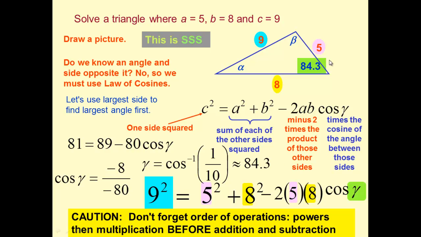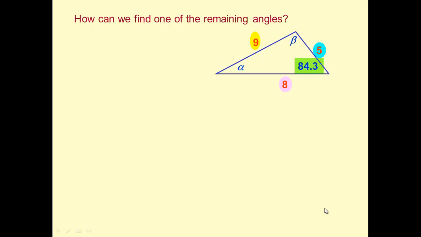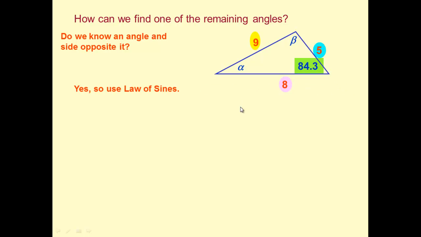I did not end up with an obtuse angle here, which is fine. I definitely know that alpha and beta then will not be obtuse because I found the largest angle, and it in fact was acute to begin with. So continuing on, finding another angle. Now I have an angle and a side opposite. I can use the law of sines.